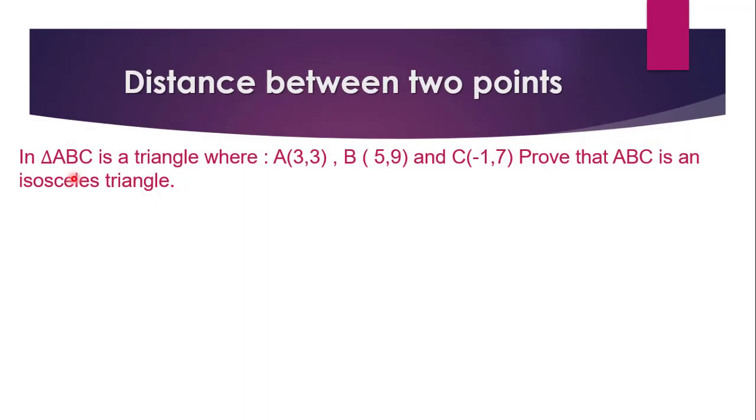Another exercise, here we have a triangle ABC. We have the coordinates of the 3 points A, B, and C. I want to prove that ABC is an isosceles triangle. So I should calculate the length of the sides. If we have 2 sides that are equal, then this triangle is an isosceles triangle. The isosceles triangle is a triangle in which 2 sides are equal in length.